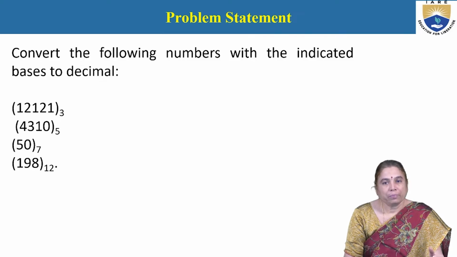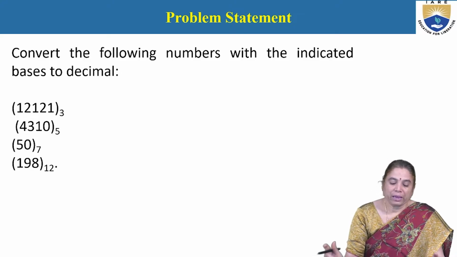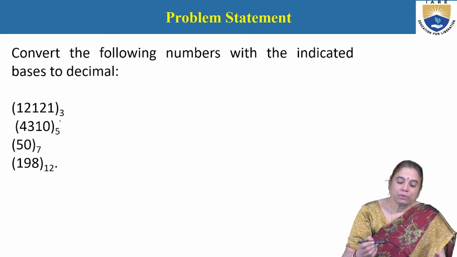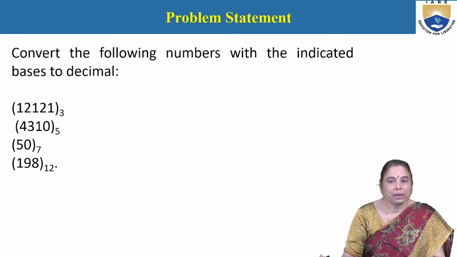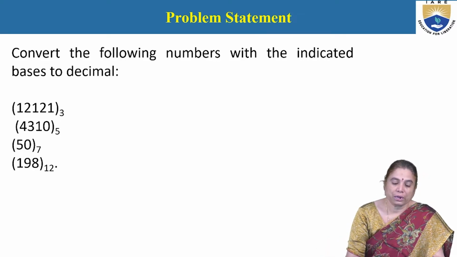Next, convert the following numbers with the indicated bases to decimal. In the previous problem we discussed how a binary number can be converted into decimal. The conversion methodology is to consider each digit and multiply it with the positional value of the concerned number system, and those product terms are summed to get the decimal equivalent. Here the first one is in base 3, so each digit has to be multiplied with its positional value.